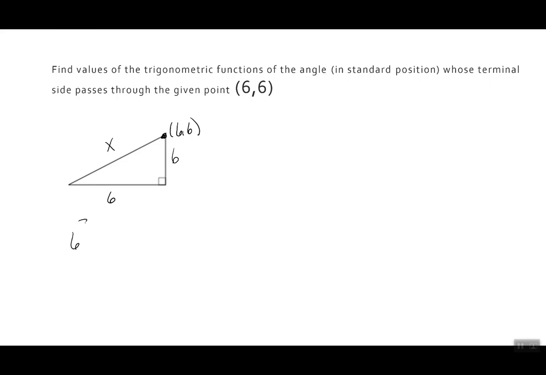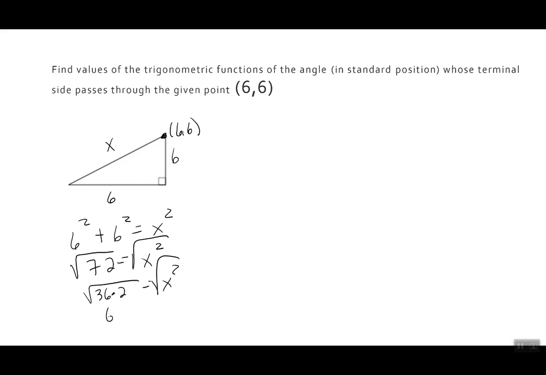Just like the last figure, we'll add 6 squared and 6 squared to get x squared. 6 squared and 6 squared is 72. When I take the square root, I get that 72 is really 36 times 2. So the square root of 36 is 6. I have 6 square root of 2 is x. So this is my value of x.